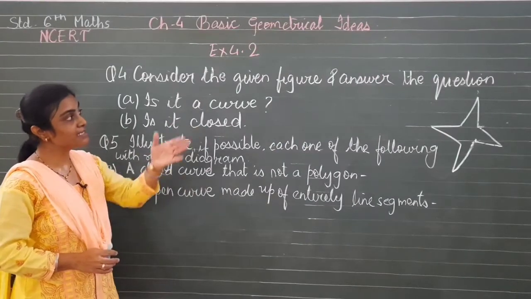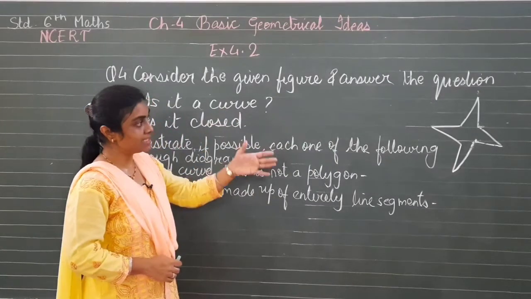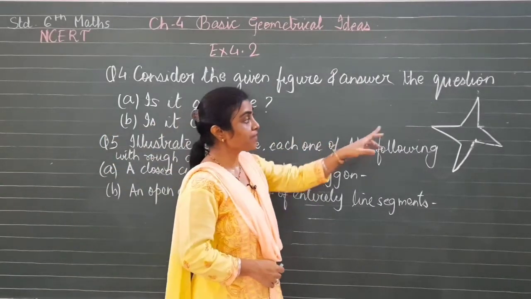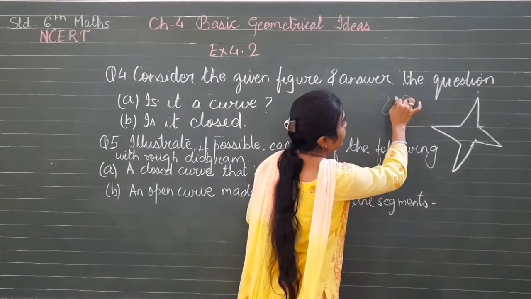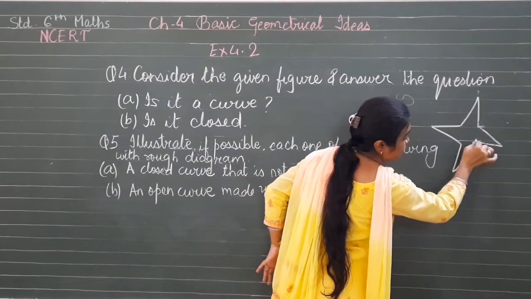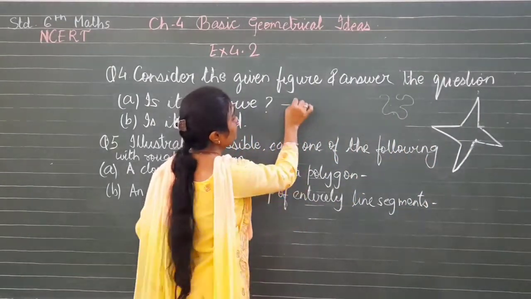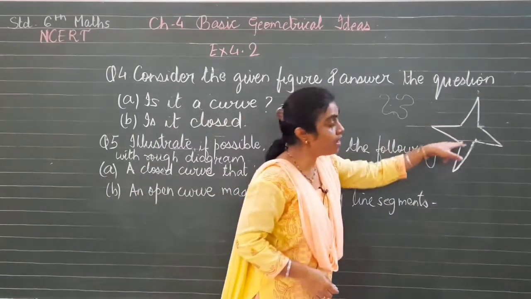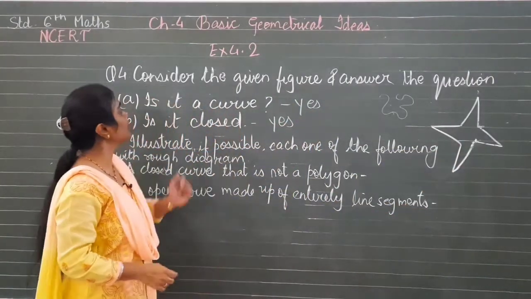Question number 4. Consider the figure and answer the question. Now a figure is given, you have to consider this question and write down the answer. Is it a curve? Now curve means a bending. We have to start a figure this way and it should bend anywhere. So I have started from here and it is bending over here on all 4 sides. So this will be a curve. So we will write down yes, it is a curve. Is it closed? Yes, on all sides it is closed. So this curve is closed. So this was about question number 4.